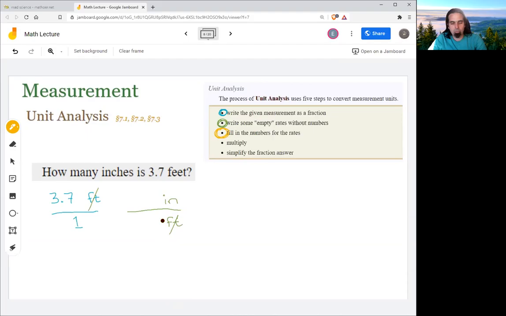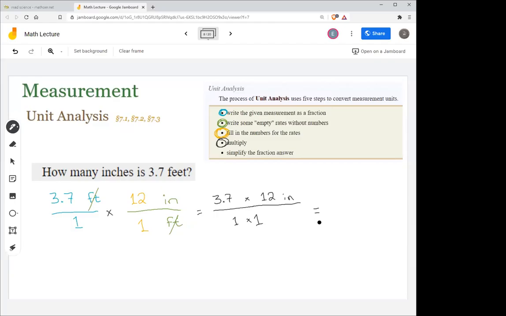Then we fill in the numbers. This is where you need to either memorize or write down your conversion rates. How many inches are in a foot or how many feet are in an inch? It's 12 inches and 1 foot. Next, I'm going to multiply. Multiplying fractions is easy. I multiply across the top, 3.7 times 12, and the only label that's left is inches. And on the bottom, I have 1 times 1, and there's no labels left. It got canceled out. What is 3.7 times 12? 44.4. Okay.